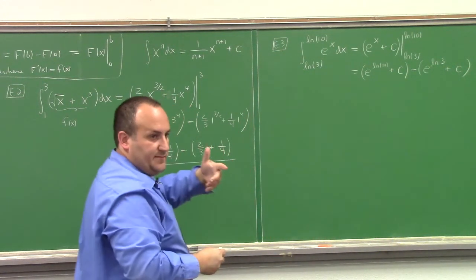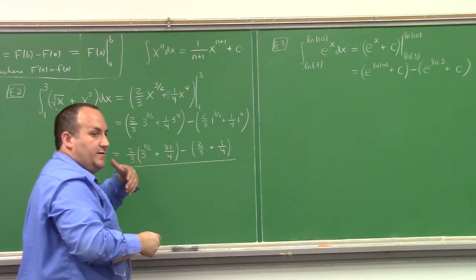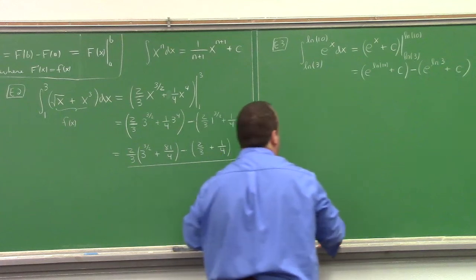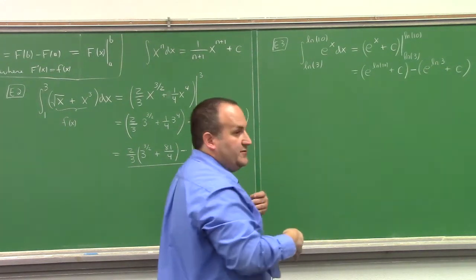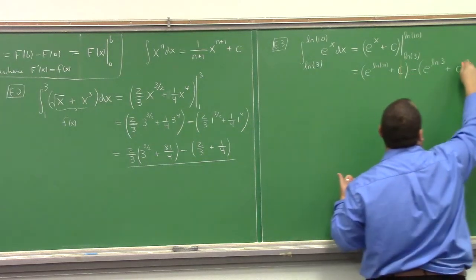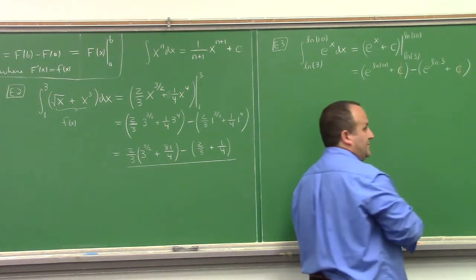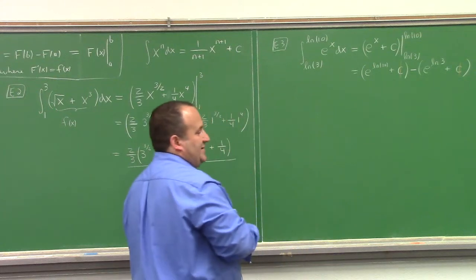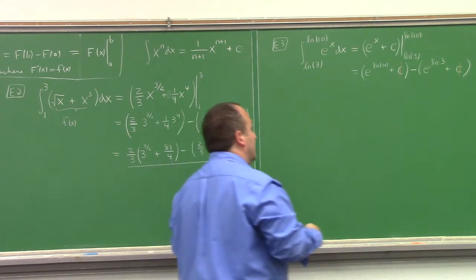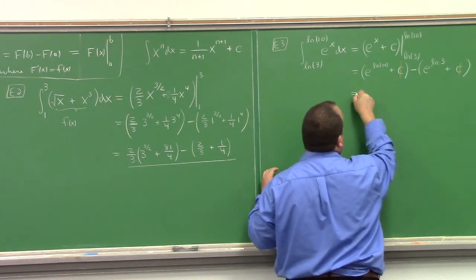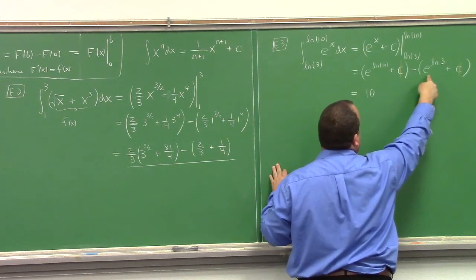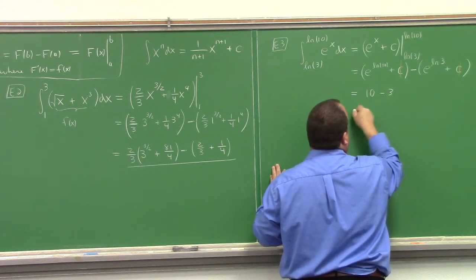They cancel out. So for the application of anti-differentiation for the FTC II, adding a constant doesn't matter. They cancel out, so I always just ignore them. So why not use the one without the plus c? And so this is what? 10 minus 3, 7.